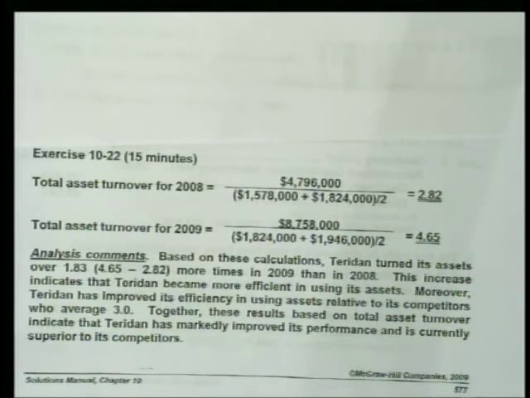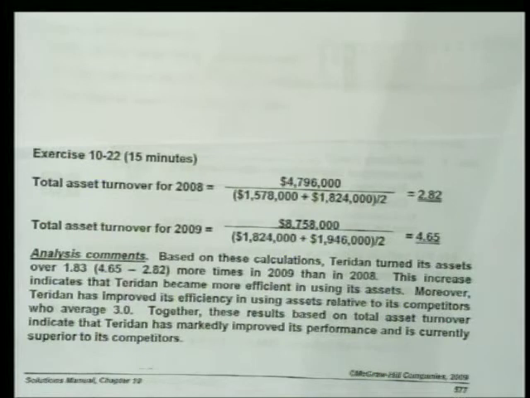Okay? So which year are they using their assets more efficiently, '08 or '09? '09, right? They're getting more sales for those average assets. Okay? Their competitors have an average of 3.0. So in '09, it looks like they are increasing the effectiveness and efficiency of their assets as compared to their competitors, because they have a higher asset turnover in '09 than their competitors do.